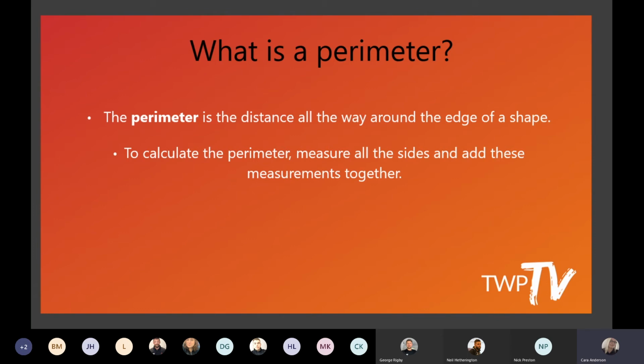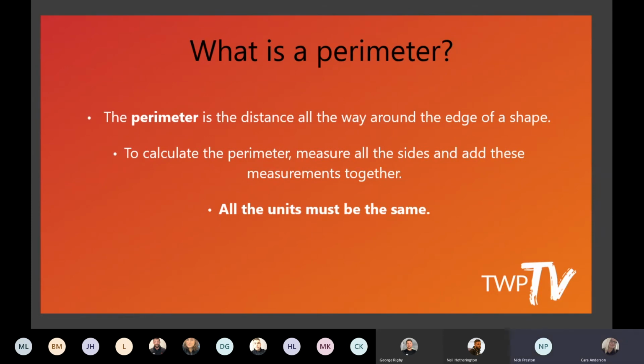In the chat box, can anyone think of where you need to use perimeter in your everyday job role? Or anyone want to shout out, give me any examples of what you might need to measure up when you're out delivering your sessions? I'll give you one, Cara, the coaching area. Yeah.